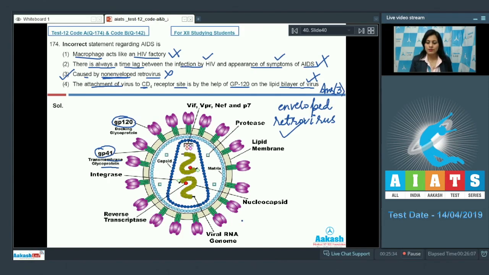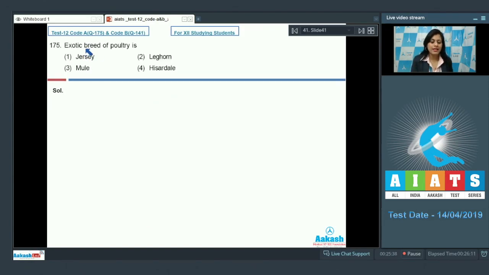Let's discuss our next question. Question number 175. Exotic breed of poultry is, and the options are Jersey, Leghorn, Mule, and Hisardale. And the correct answer to this question is option number 2. Leghorn is an improved breed of chicken. Let's discuss rest of the options.